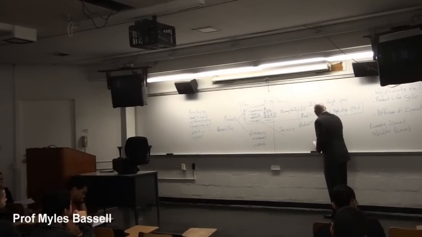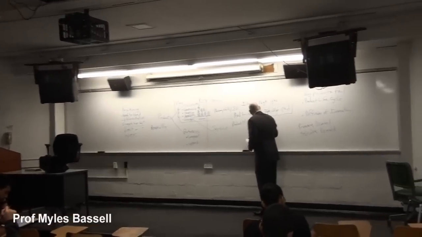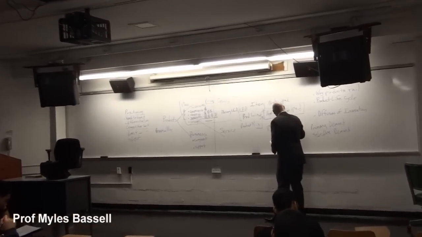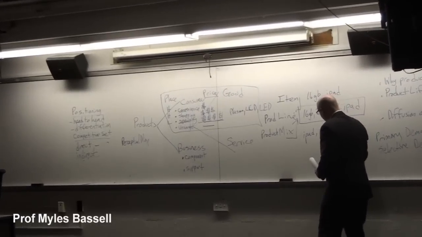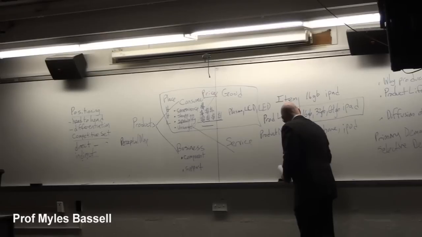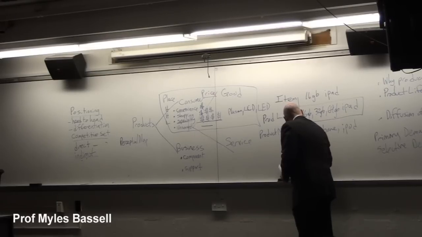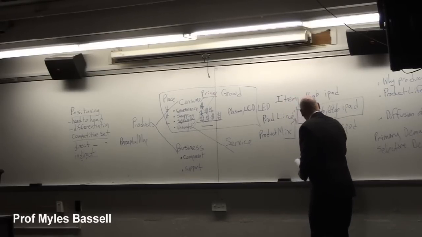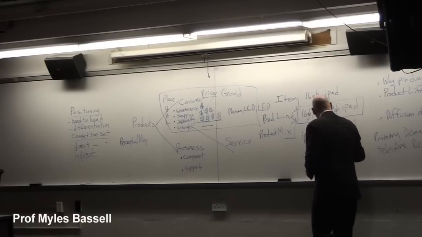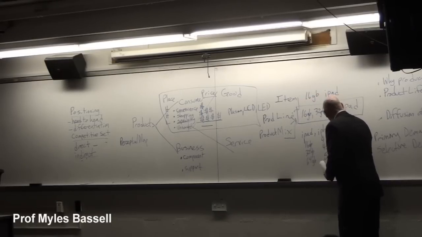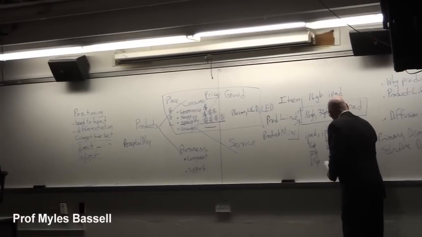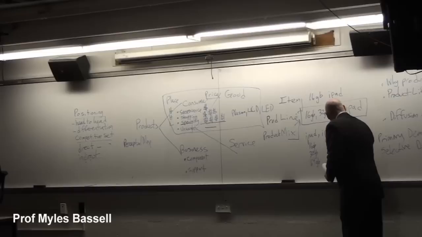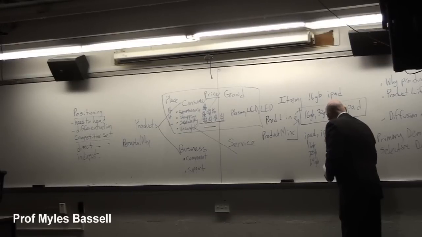So the product mix would be the iPad, the iPhone, the iPod, and these we said could be 16 gigabyte, 32 gigabyte, 64 gigabyte. These could be 4, 4S, 5. For the iPod, we could put the sub brands here, the Nano, the Shuffle, and we have the different 20 gigabyte, 60 gigabyte, etc.